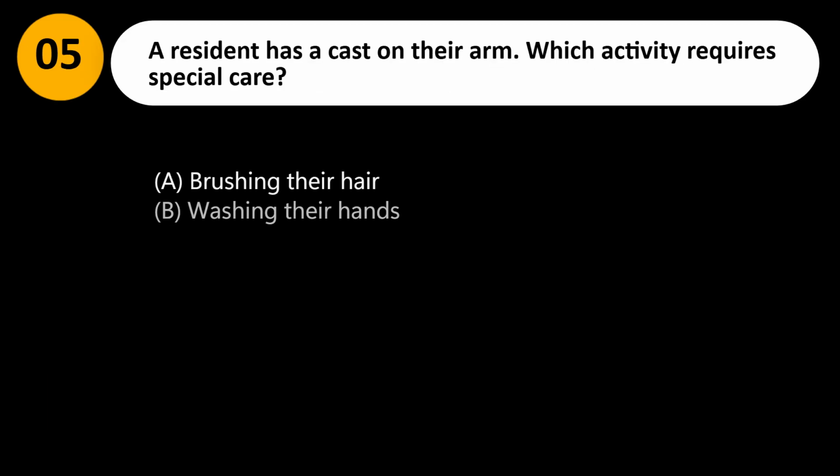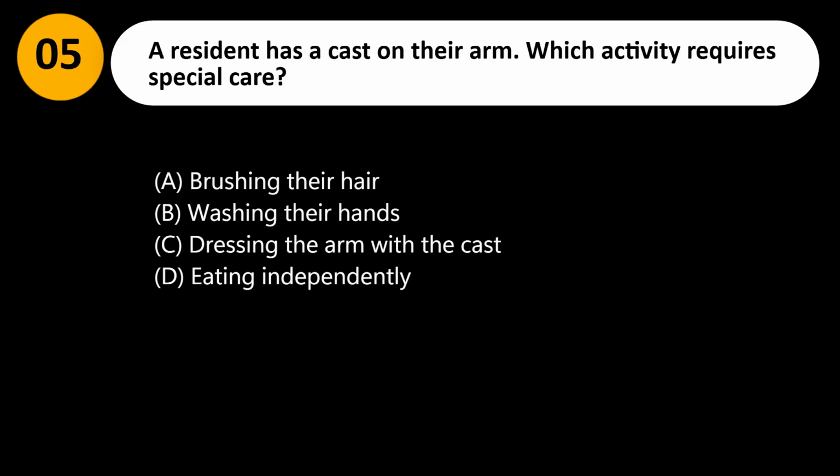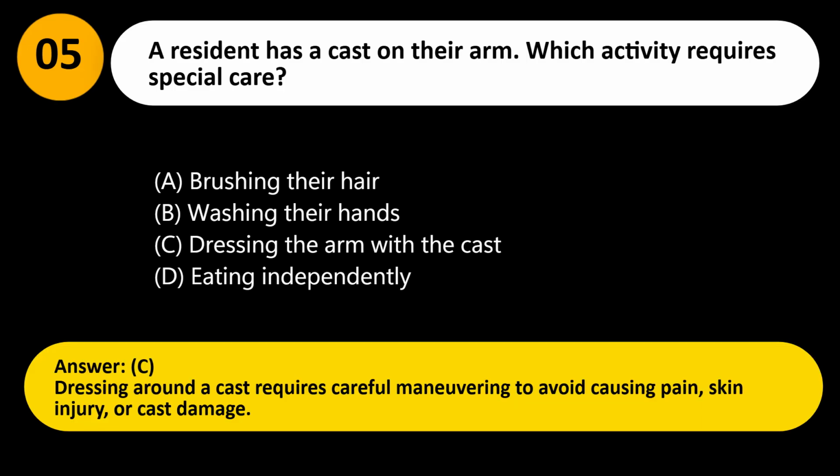A resident has a cast on their arm. Which activity requires special care? A. Brushing their hair. B. Washing their hands. C. Dressing the arm with the cast. D. Eating independently. Answer: C. Dressing around a cast requires careful maneuvering to avoid causing pain, skin injury, or cast damage.